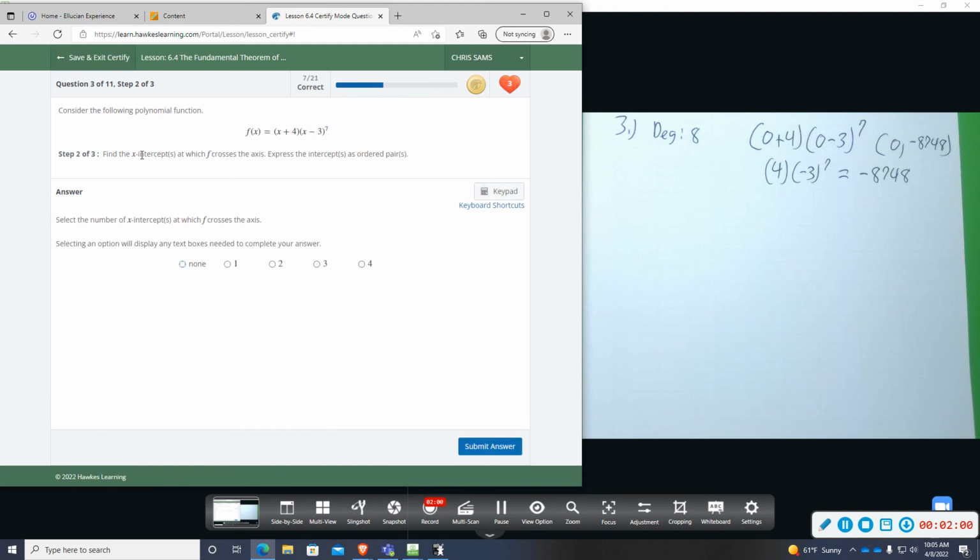All right, so now we want to know the x-intercepts, where it crosses, and remember it crosses at every odd degree. So it will cross at both of these numbers. And so the first one we would get negative 4, 0. So remember you would set this equal to 0 and subtract 4. And then over here you would set this equal to 0 and add 3. So that would give us a positive 3, 0.